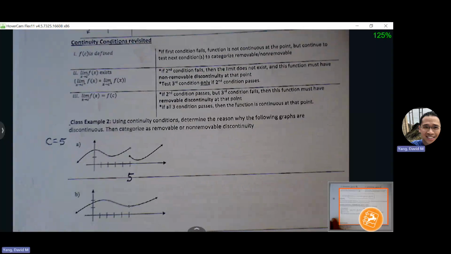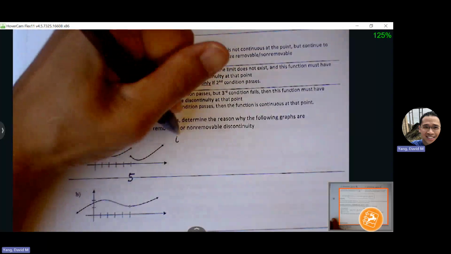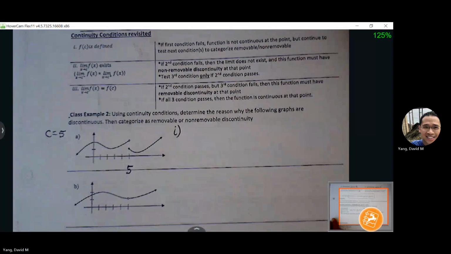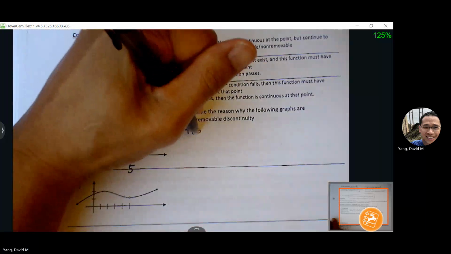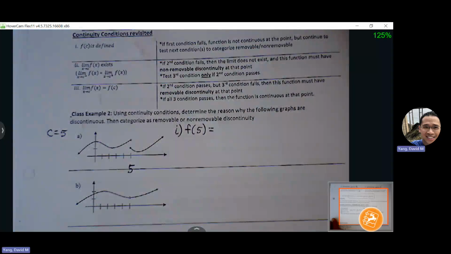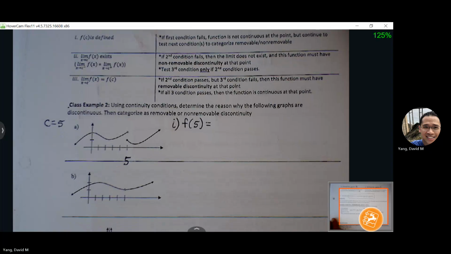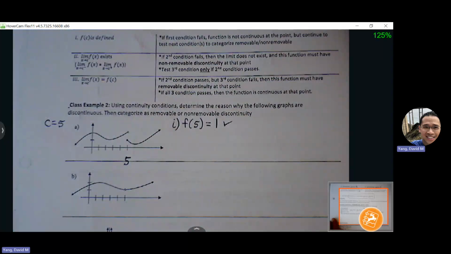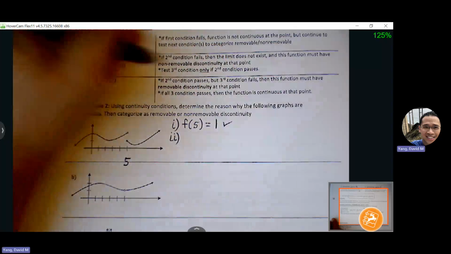We're going to go through these conditions and then practice writing them out. So first condition, does the point exist? What would you say? f(5). So can we say f of 5 is defined or undefined? Defined. Okay. Where's f of 5? Where's the ordered pair? At 1. So it'll pass the first condition, so we keep going. Second condition, does the limit exist?